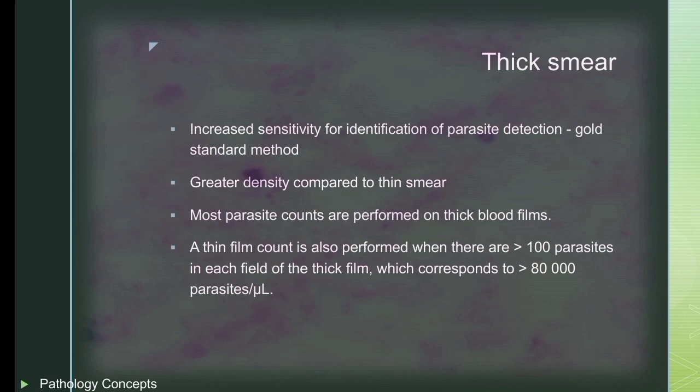In thick smear, there is an increased sensitivity for parasite detection as compared to thin smear, and it is the gold standard method. Thick smear contains a greater density compared to thin smear. Most parasite counts are performed on thick blood films. A thin blood film count is also performed when there are more than 100 parasites in each field of the thick film, which corresponds to more than 80,000 parasites per microliter.